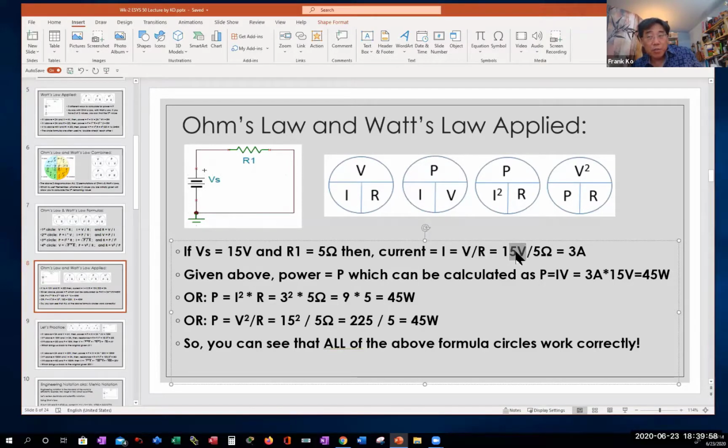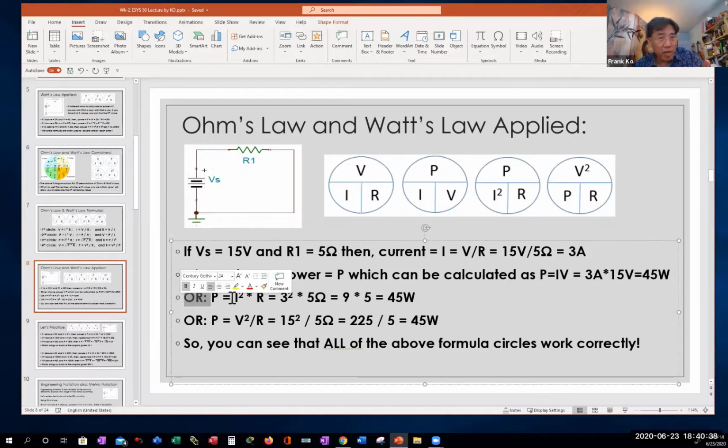V is 15 volts divided by R of 5 ohms. What's 15 divided by 5, my friends? 3 amperes. That you can do in your head. Now, if I wanted to calculate for power, I can calculate power using the very first circle formula. P is equal to I times V is equal to 3 amps times 15. What's 3 times 15, my friends? 45. But what are the units of power? Watts. What is the symbol for watts? Capital W.